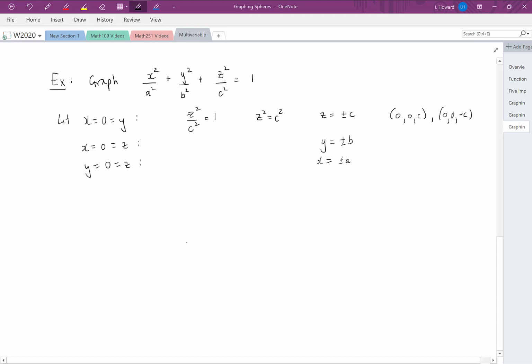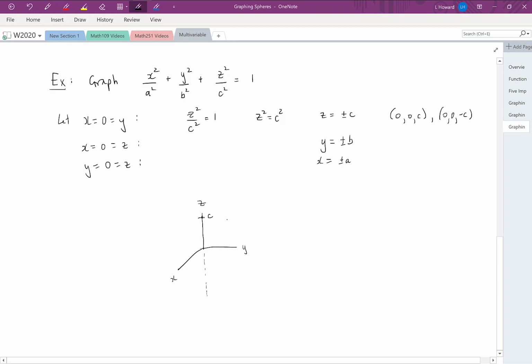Okay, let's draw our axes here. So here are x, y, and z axes. And let's just talk about that first point, 0, 0, c, for a second. So that's one of our z-intercepts. Let's say that point is up here. So that's our z value c. And there's a second z-intercept over in the negative direction of z. I won't draw that for now, just because I want to keep the picture clean.